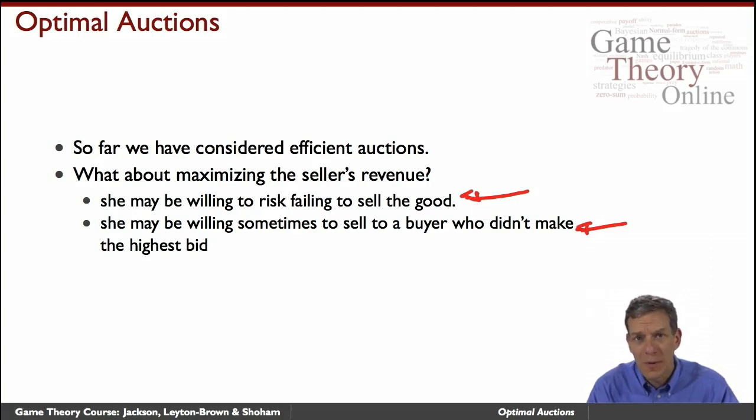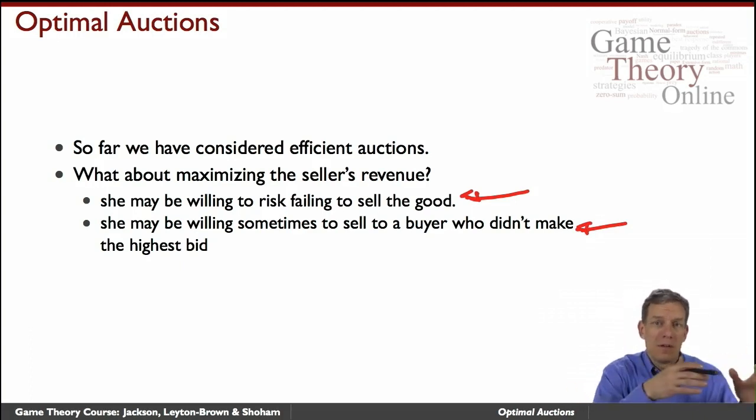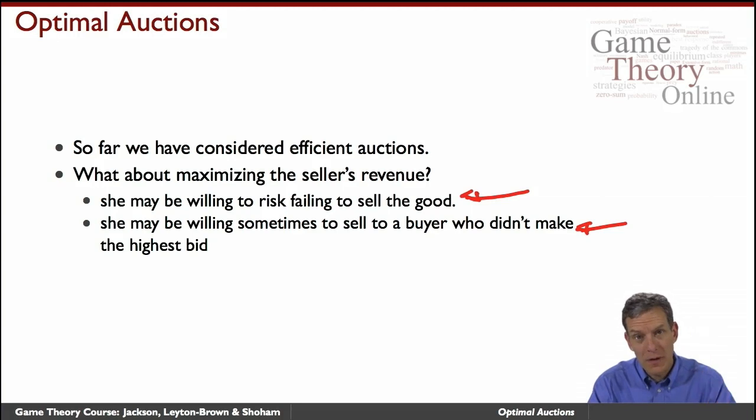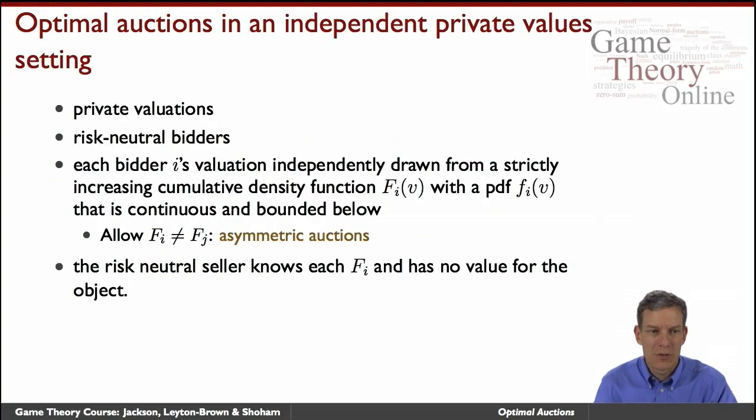And that could happen in settings where there's some asymmetries among buyers and you want to use the threat of selling to one buyer to make sure that you increase the bids by the other buyer. And we'll see a little bit of that in a bit. So here we're going to think now about optimal auctions in this narrow sense of trying to design an auction which is going to maximize the seller's revenue.